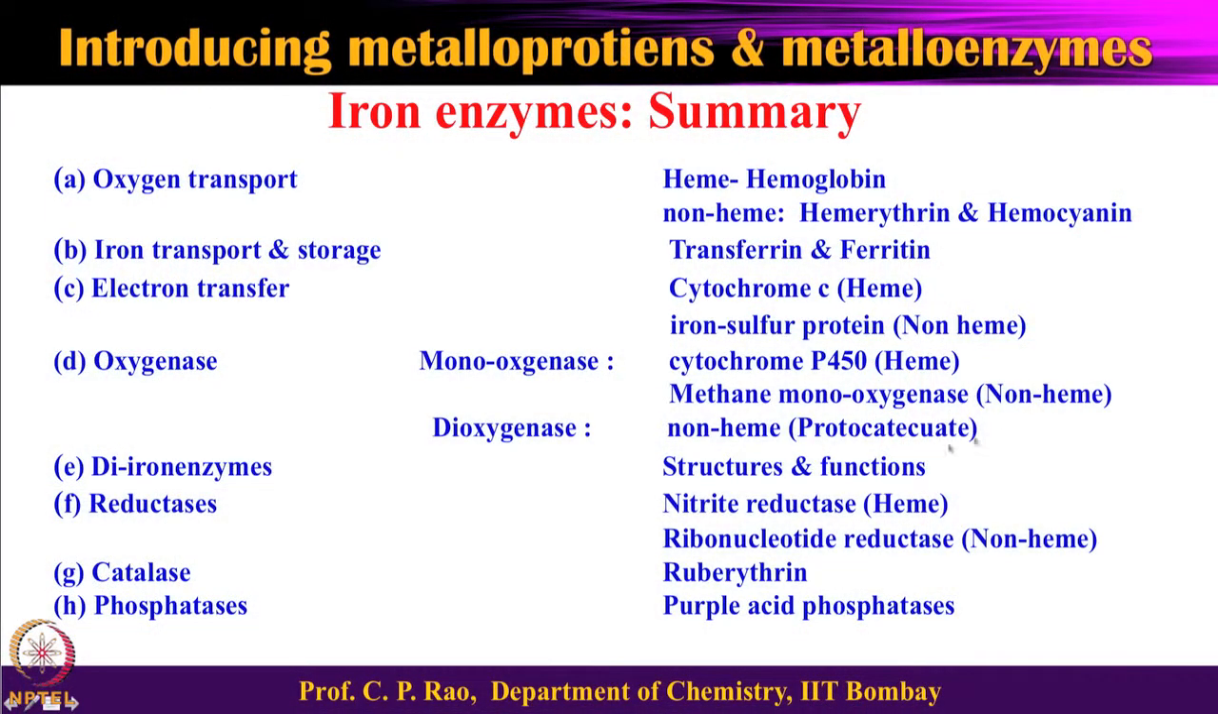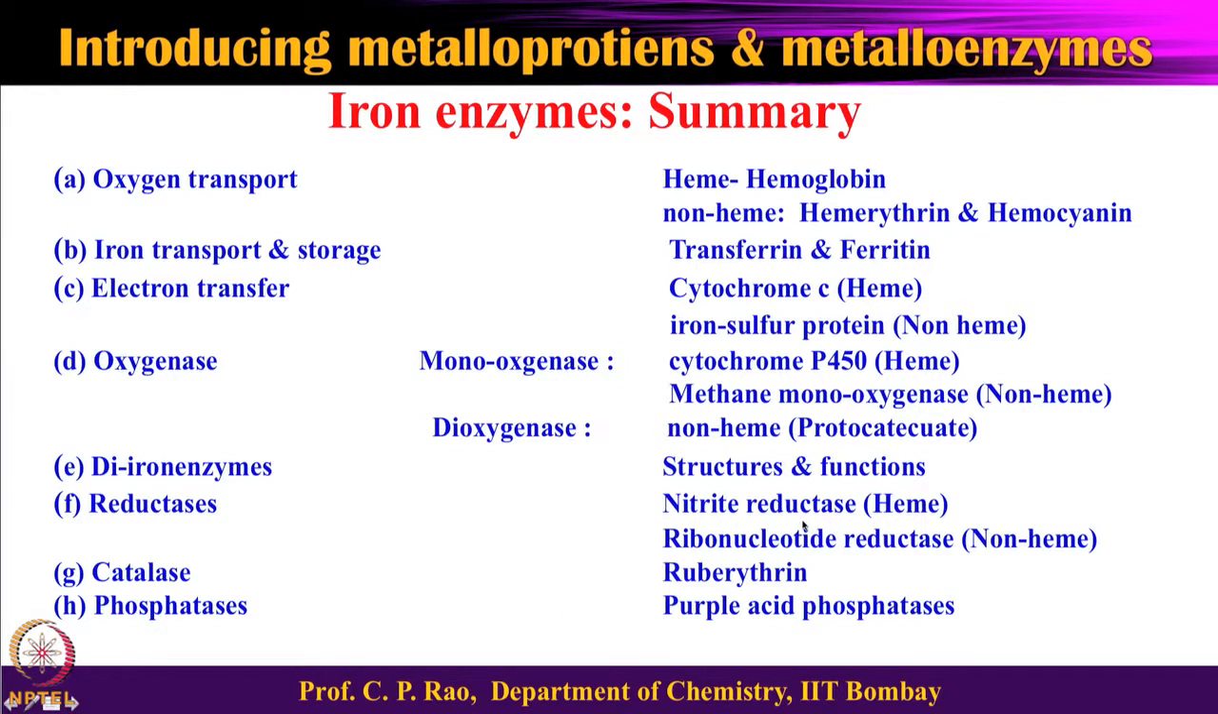Then I explained to you what a dioxygenase is, the intradiol and extradiol, but I have taken an example only for the intradiol, which is protocatechuate, a non-heme based kind of thing. Other examples I have not taken purposefully, because much more severe things are involved in that too. Then I explained the different kinds of di-iron enzymes, their various functions, and the classification with the different kinds of di-iron centers.